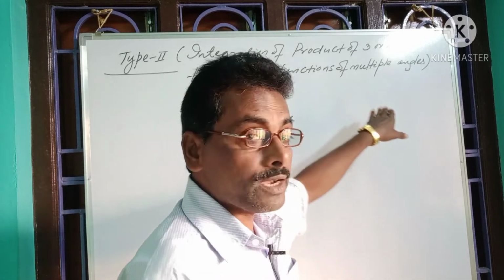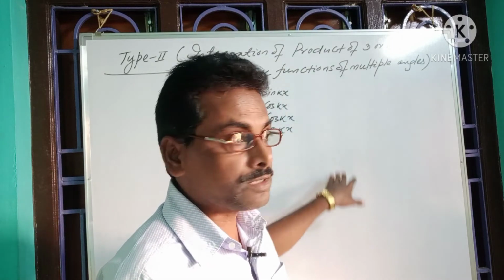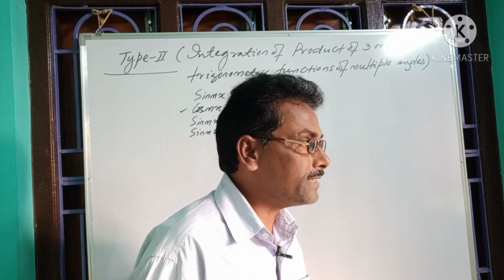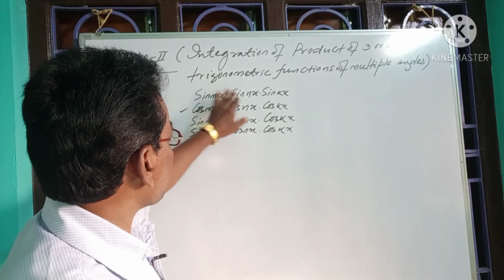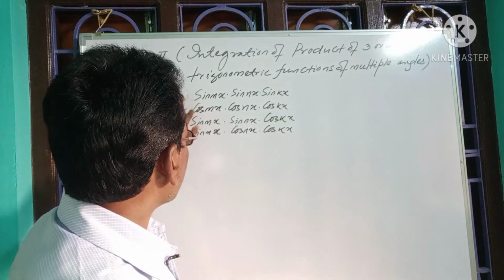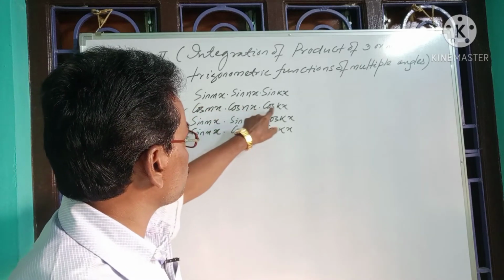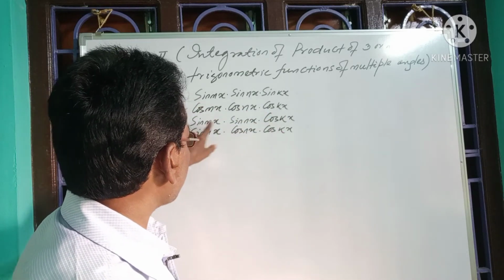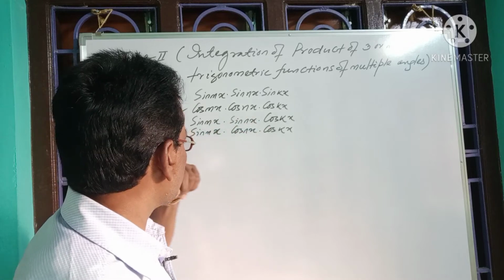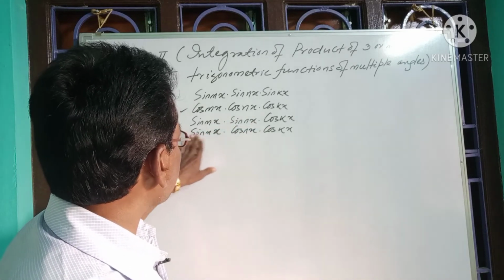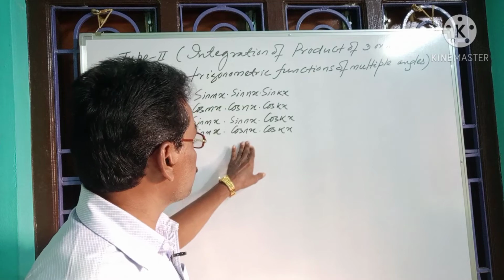functions of multiple angles. In such types of functions, we may find integrands like sin mx into sin nx into sin kx, or cos mx into cos nx into cos kx, or we may find sin mx into sin nx into cos kx. Then we may find integrands of the type sin mx into cos nx into cos kx.